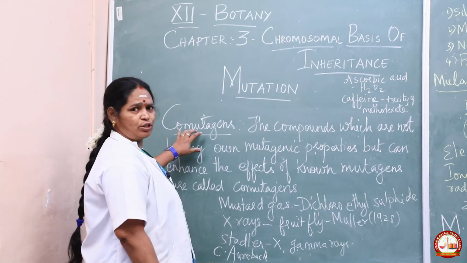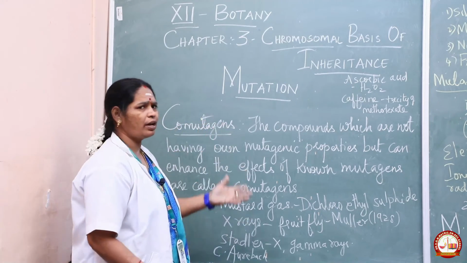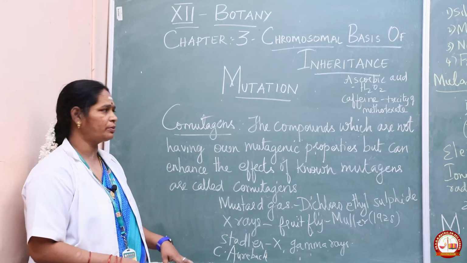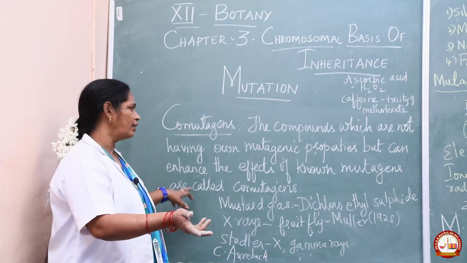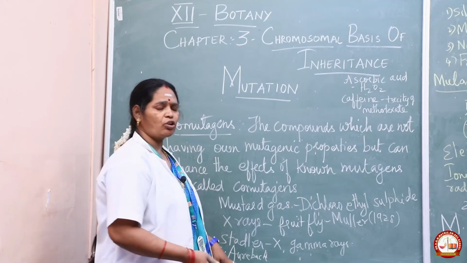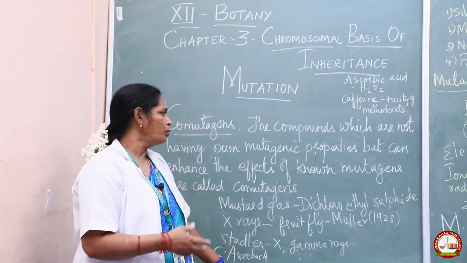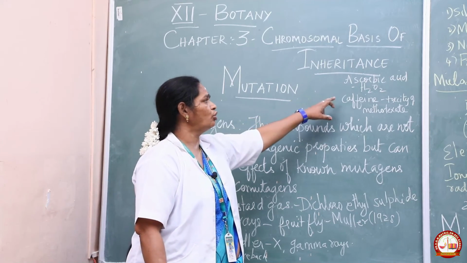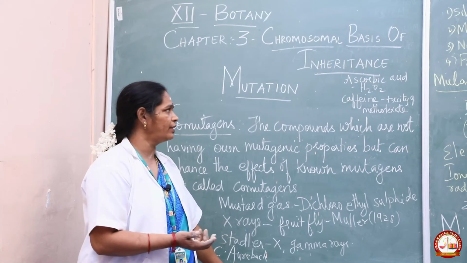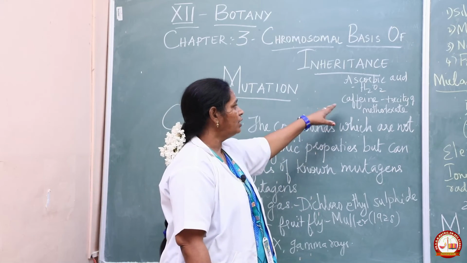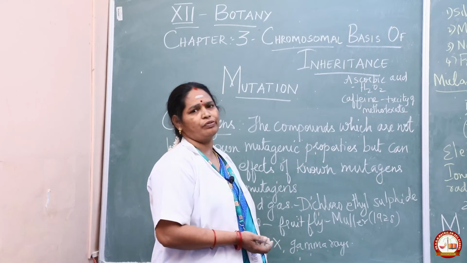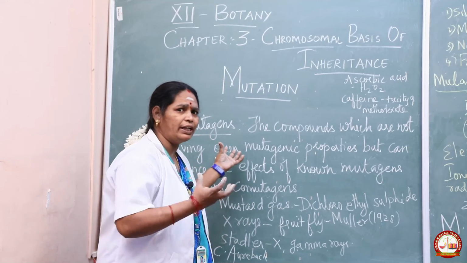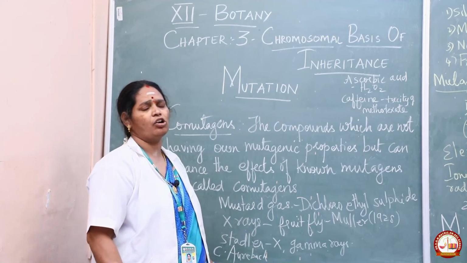Okay children, the next one is the co-mutagen. What are co-mutagens? They are compounds which do not have mutagenic properties themselves, but they enhance the effect of a known mutagen, and are called co-mutagens. Examples: ascorbic acid, which induces hydrogen peroxide and makes the mutation occur, and caffeine, which induces the toxicity of methotrexate in plants. Thus the co-mutagen helps the mutation to occur, though it does not directly cause the mutation.